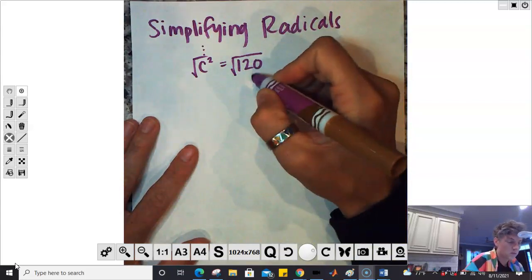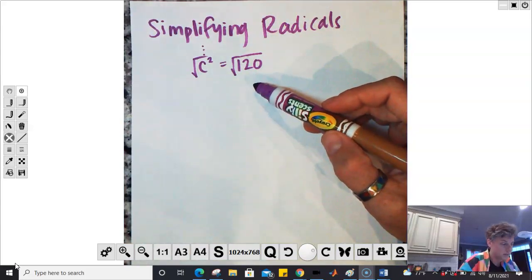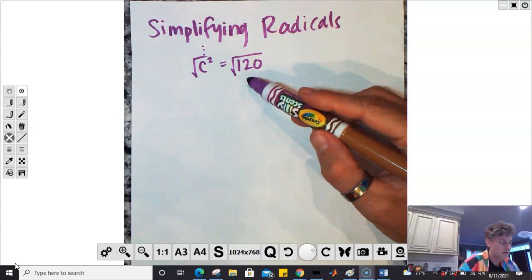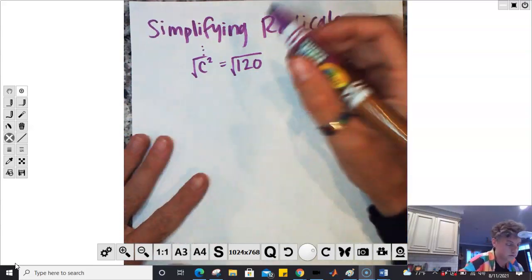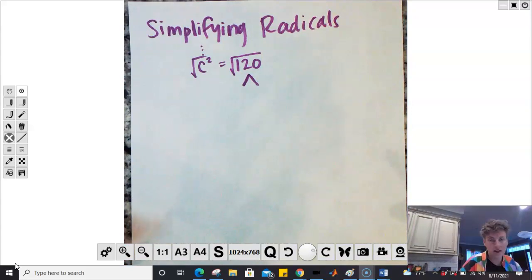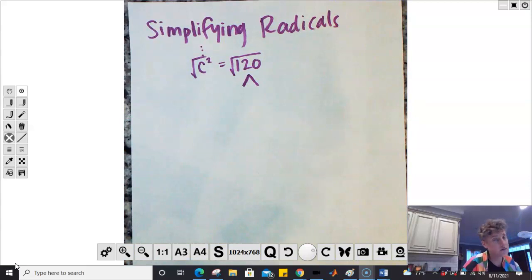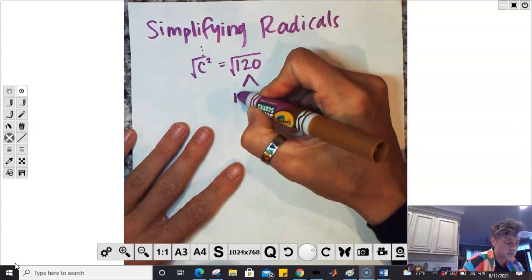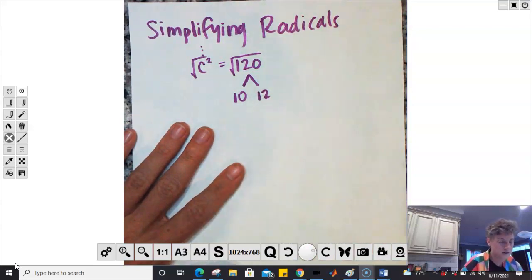Okay, what we're looking for are numbers we can pull out of the radical, and we pull numbers out of the radical when we have two factors that are the same. This will make more sense after I've gone through this example. So we're going to break this 120 number down, and any two numbers you can think of that multiply to be 120. I see this ends in a 0, so it must be a multiple of 10. And 10 times 12, that's 120.